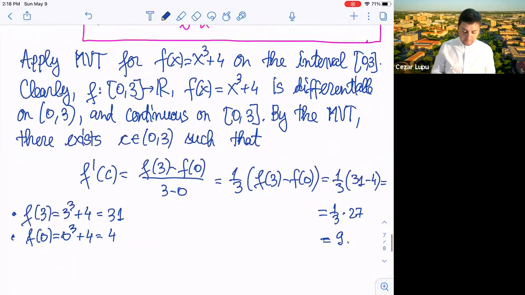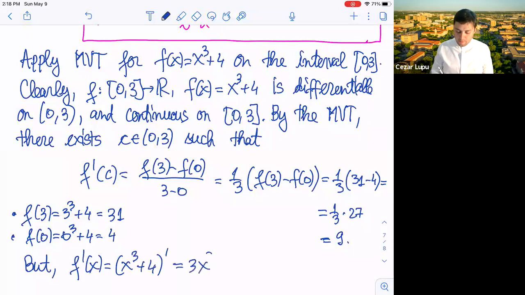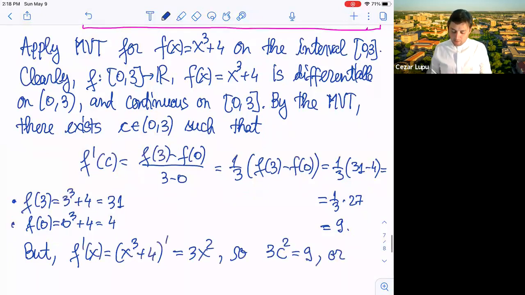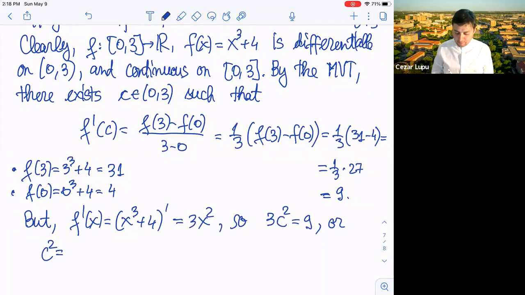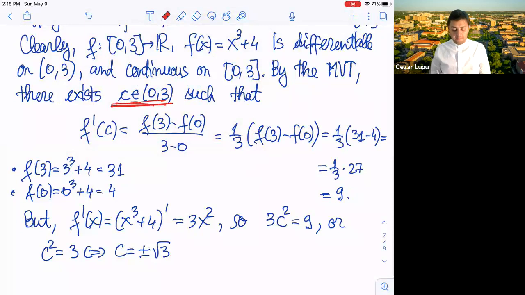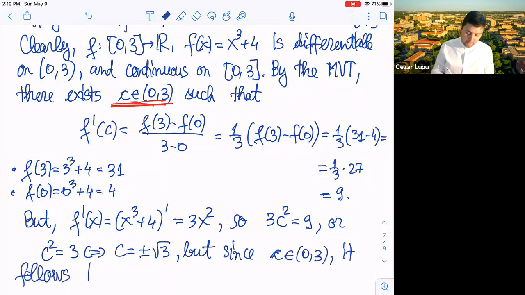But now we need to compute the derivative. f prime of x, the derivative of f, is 3x squared. So we will have that 3c squared equals 9. Or equivalently, c squared equals 3. Or which is equivalent, I'd like you to pay attention here, c equals plus or minus square root of 3. But now pay attention to what interval c is in, because you might fall into this trap. c is between 0 and 3. So therefore, you're going to drop the negative one. Since c is in the interval (0, 3), it follows that we're going to keep only the square root of 3, and that's it. We're done.